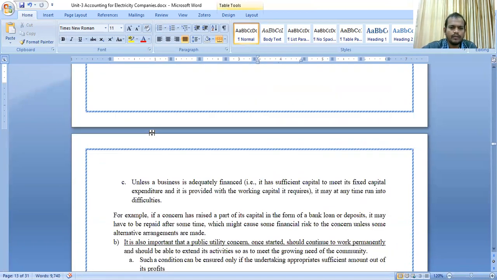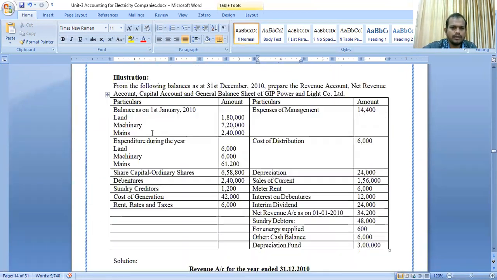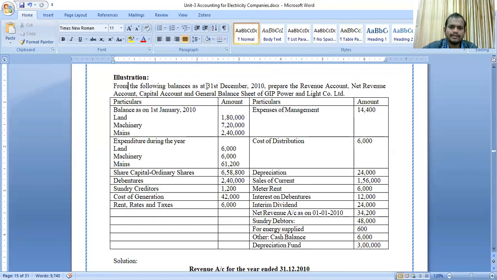So we'll move on to the illustration. From the following balances as at 31st December 2010, prepare revenue account, net revenue account, capital account, and a general balance sheet of GIP Power Limited. So the given particulars are balances as on 1st January 2010. We have to prepare for 31st December 2010. In this sense, these are the opening balances and expenditure during the year.